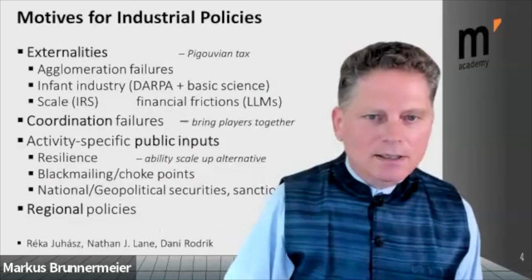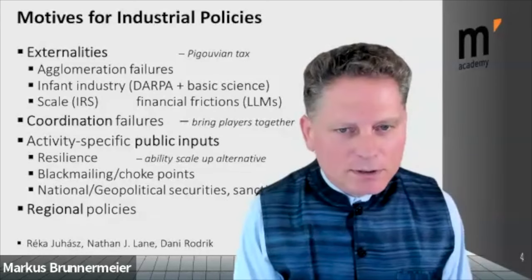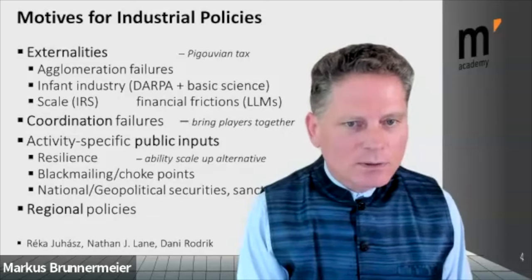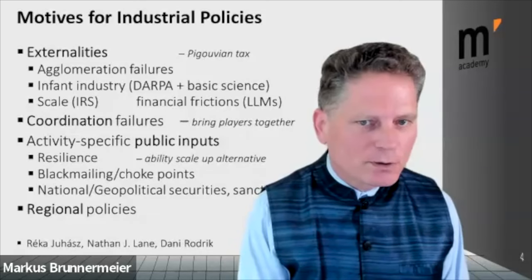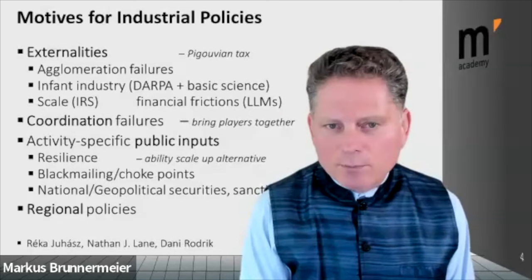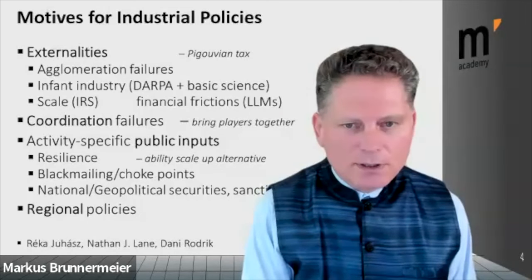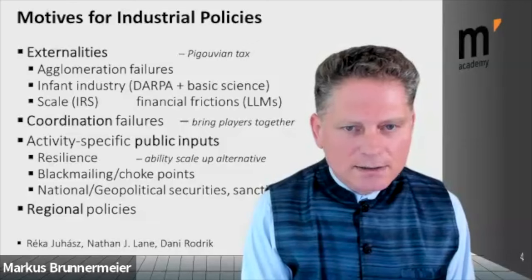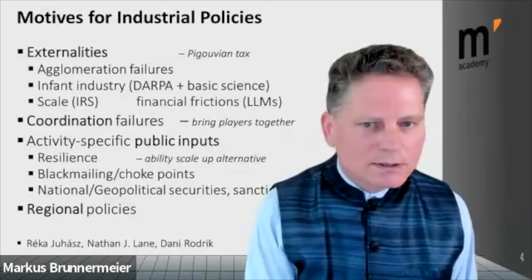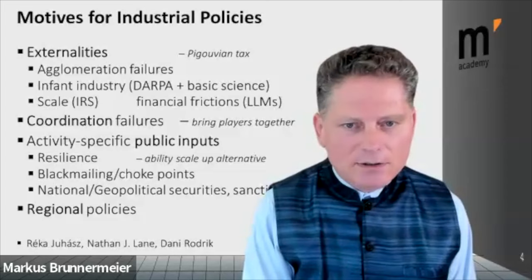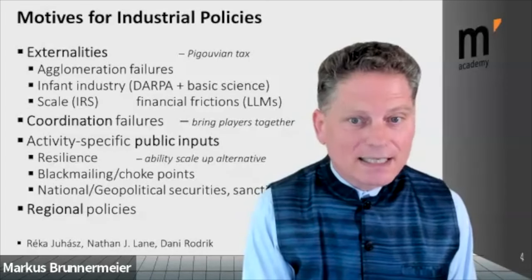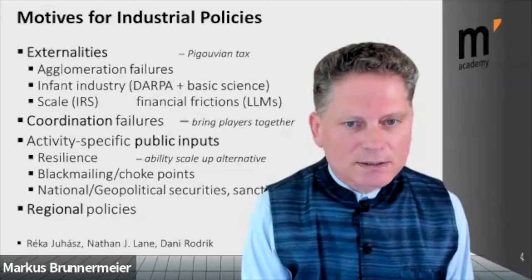Now, what is industrial policy and what are the motives? Of course, one motive is to correct for some market failures. One would be externalities. Instead of using Pigouvian taxes, you try to correct some other externalities. There could be some agglomeration failures, which the market doesn't fully internalize. Or, in particular, some infant industry, where you promote some new industries, or also on the science side, DARPA in the United States, where there's a lot of innovation going on, which lays the groundwork, which leads to subsequent industries.